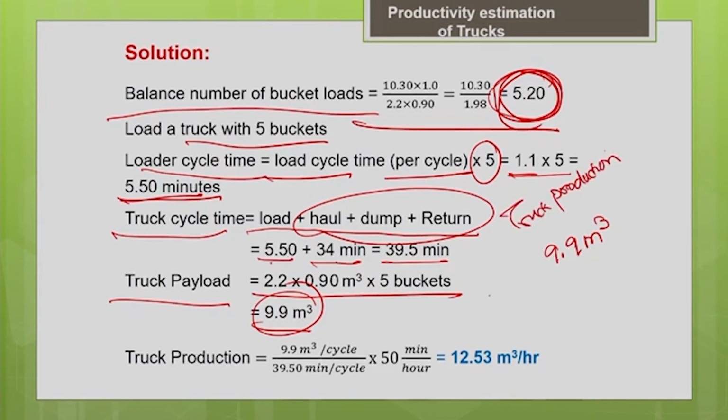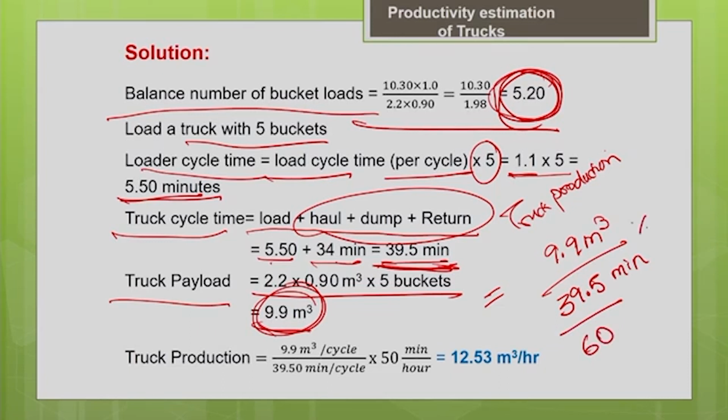Truck production is nothing but your truck capacity, I mean the truck payload. Here it is not full load, it is short load, 9.9 meter cube, which we have derived here, divided by the truck cycle time. Cycle time is 39.5 minutes. Since it is in minutes, I need to convert it into hours, so let me divide it by 60.